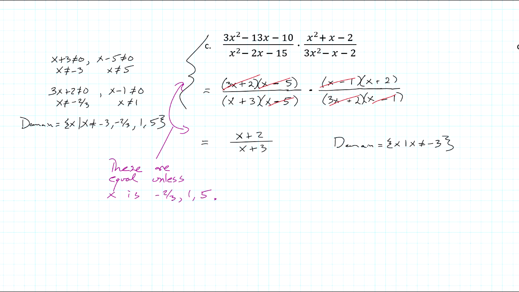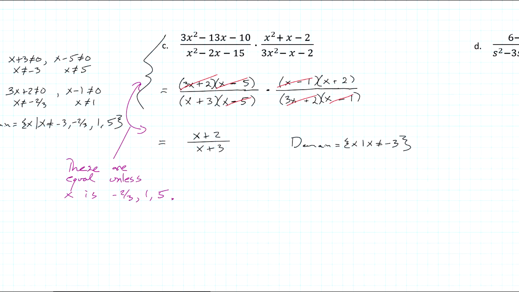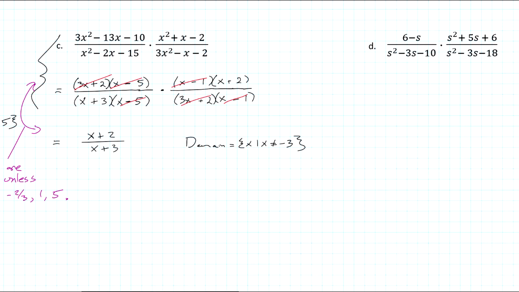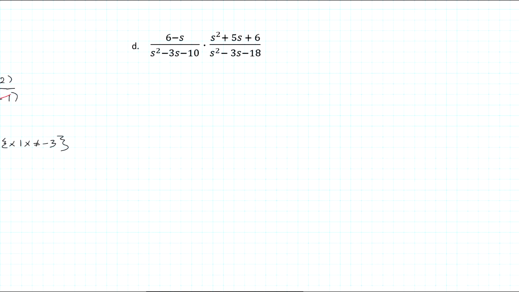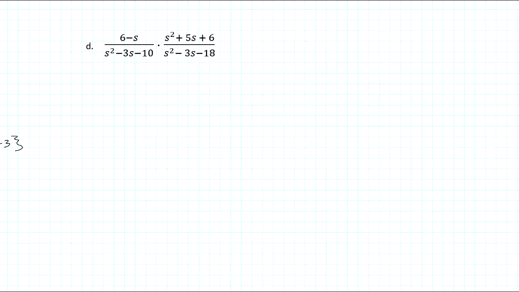All right. Wasn't too bad. The factoring was a bit much, but the rest wasn't too bad. Let's look at this last one here, part D. We have 6 minus s over s squared minus 3s minus 10 times s squared plus 5s plus 6 over s squared minus 3s minus 18. The top left, 6 minus s. I just want to flip that around. I'm going to make that a minus s minus 6. I could have done that later, but I just like putting the s first there, so that's kind of nice.